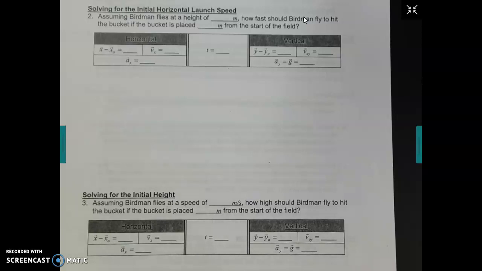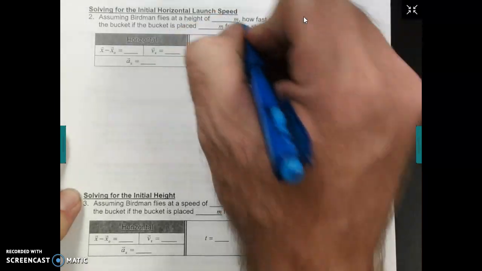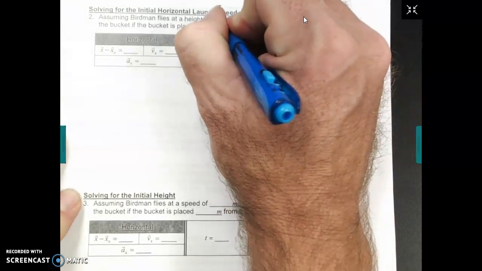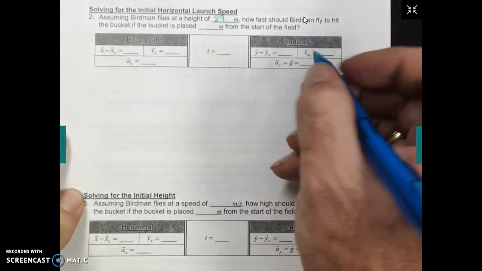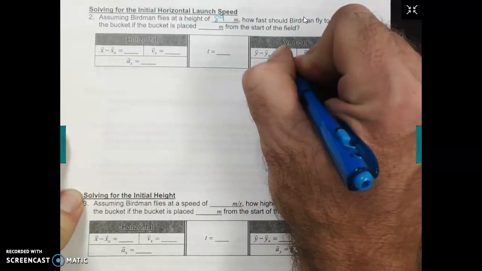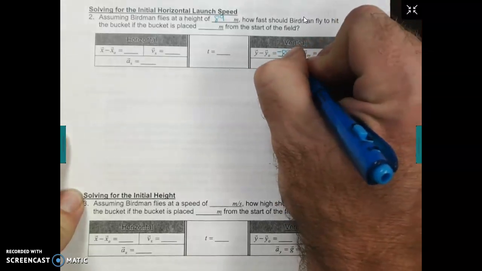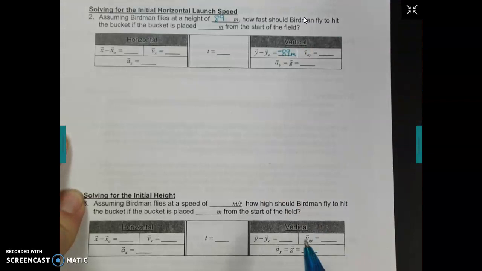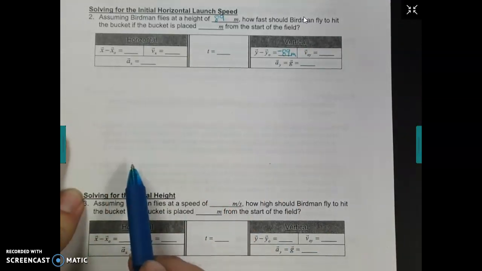Alright, so the first distance in the problem was the height. They told us that the Birdman was 89 meters above the ground. So I'm going to record that as my height, 89 meters. And then in my table, I'm going to write down that the displacement is negative 89 meters. That's because the projectile, again, is going to fall from an initial position of 0 at the top to 89 meters below as it hits the ground.